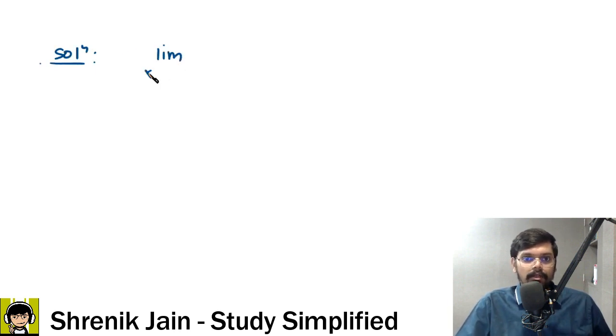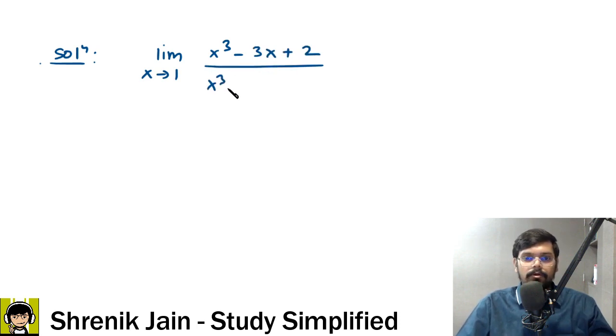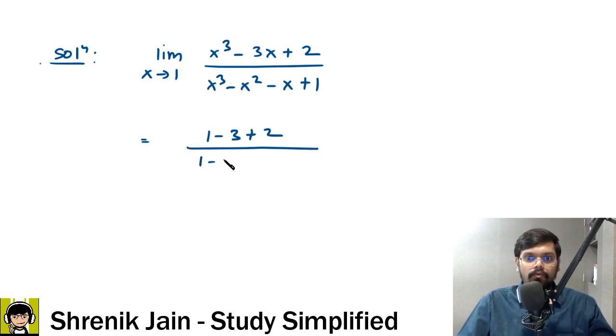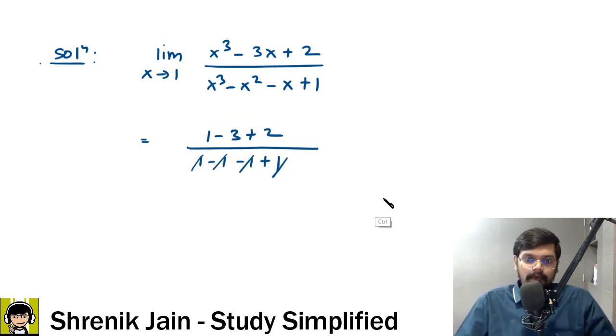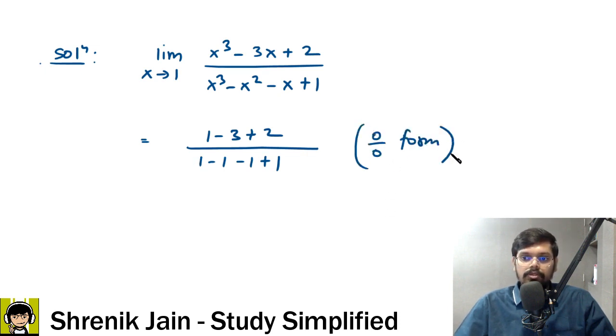So check it out. Limit x tends to 1 of x cube minus 3x plus 2 divided by x cube minus x square minus x plus 1. When I do the direct substitution, what happens? Sir, numerator is 1 minus 3 plus 2 and denominator is 1 minus 1 minus 1 plus 1. This is 2 plus 1, 3, cancelled with minus 3. Sir, it is 0 by 0 form. Yes, if it is 0 by 0 form, then you can use L'Hopital.